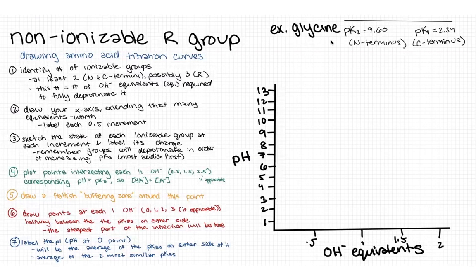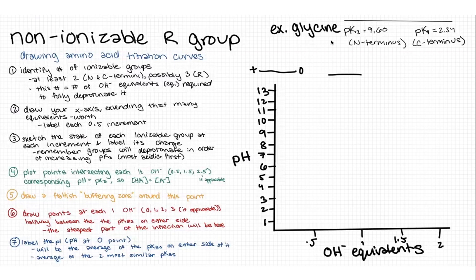So let's start by thinking about if we're fully protonated, so we haven't added any NaOH. What's going to happen is we're going to have our N-terminus be positively charged, and we're going to have our C-terminus be neutral. So both of these are protonated at this state. What about at 1 NaOH equivalent? Well, remember that you're going to have your stronger acid deprotonate first. And if we look at our two pKas, our pK1, for our C-terminus, is going to be about 2.34, and for our N-terminus, it's going to be about 9.6.